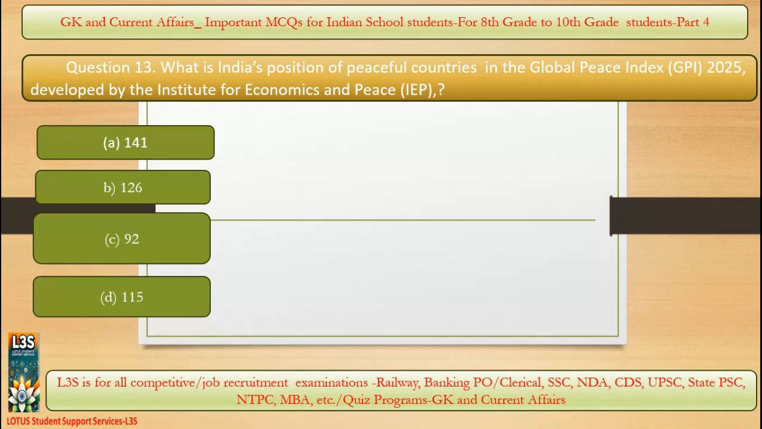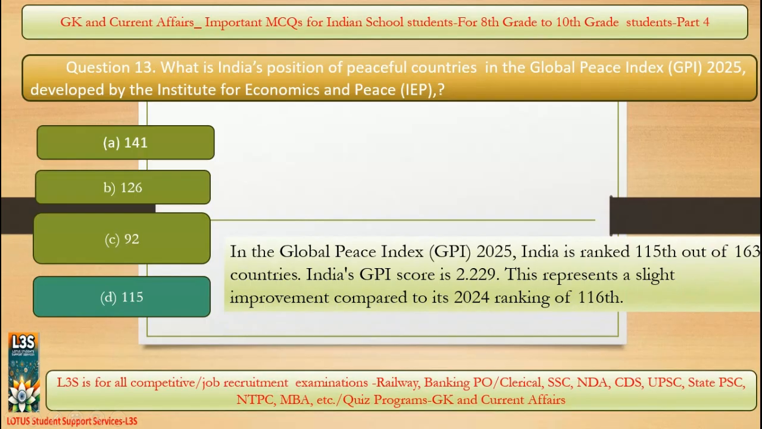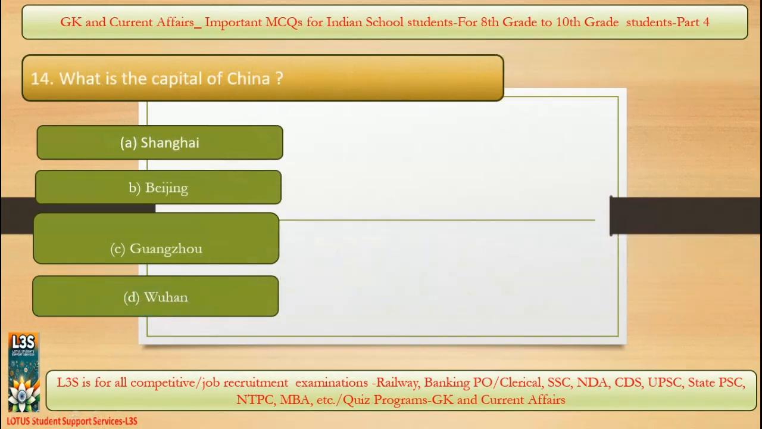What is India's position among peaceful countries in the Global Peace Index (GPI 2025) developed by the Institute for Economics and Peace (IEP)? And India's position is D. 115. In the Global Peace Index (GPI 2025), India is ranked 115th out of 163 countries. It represents a slight improvement compared to the 2024 ranking of 116th.